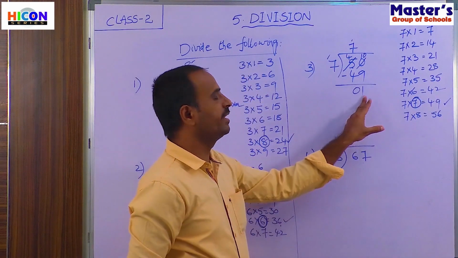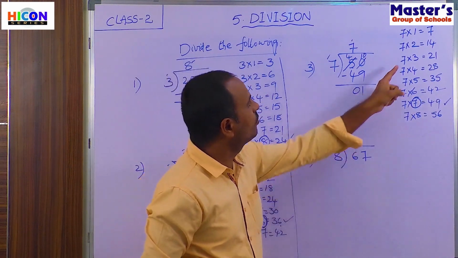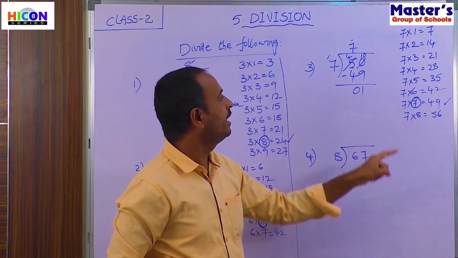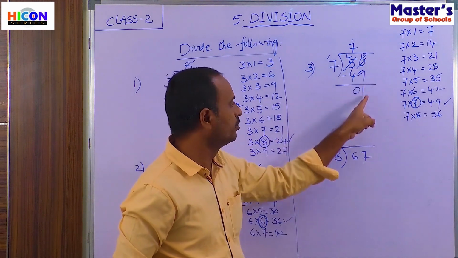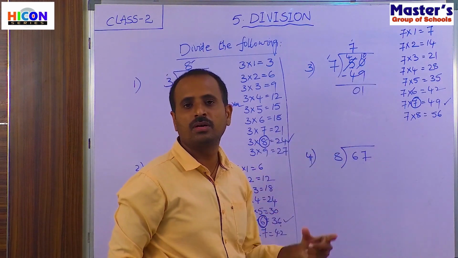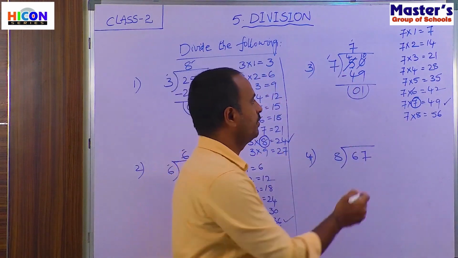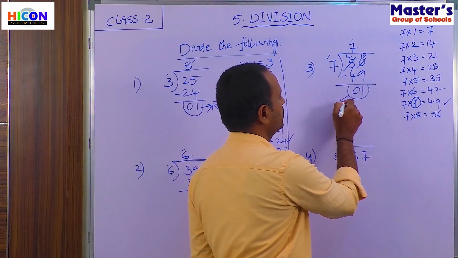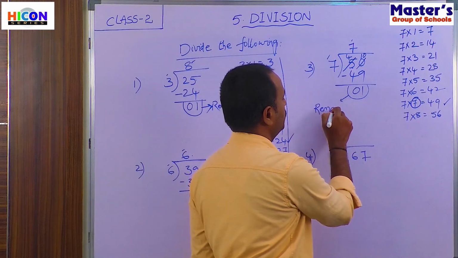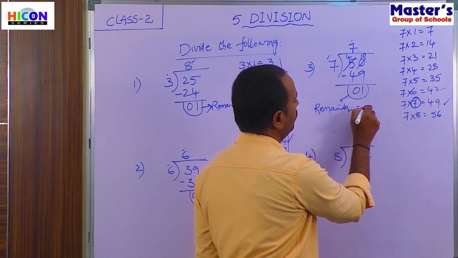So children, what is the remainder here? 1. And we did not get 1 in the 7th table. And there are no more digits in the dividend to bring down. So that's why we have to complete this division here. So what is the remainder here? So 1 is the remainder. So this is called the remainder. So remainder is equal to 1.